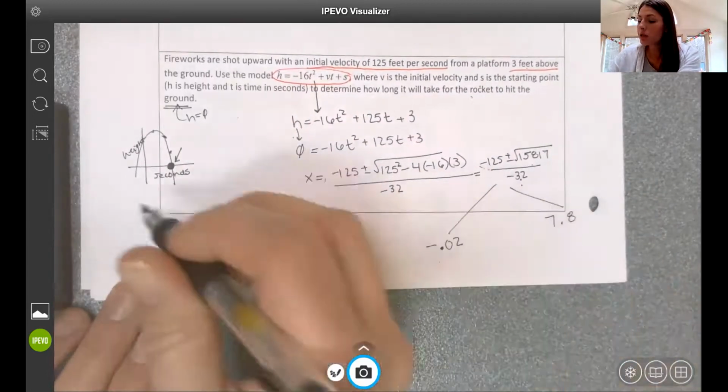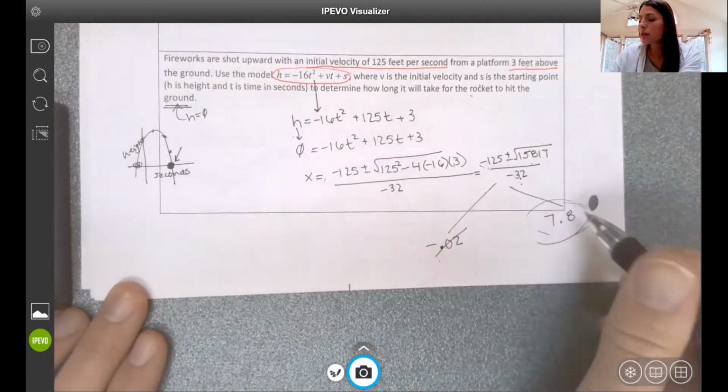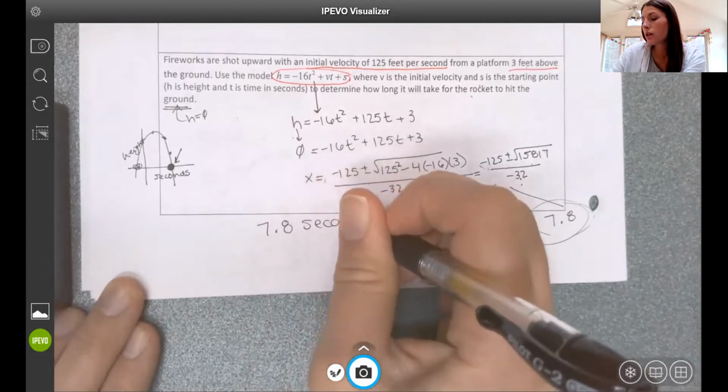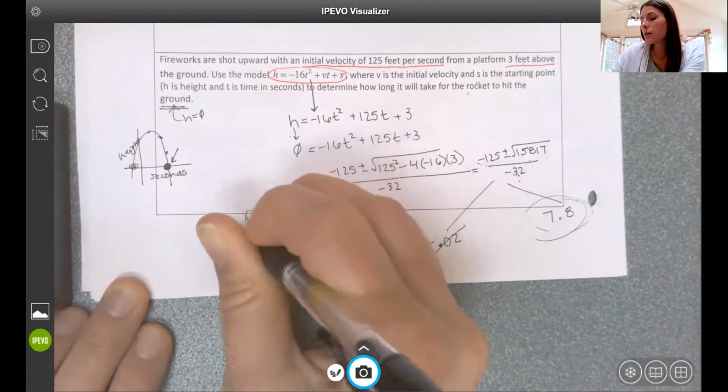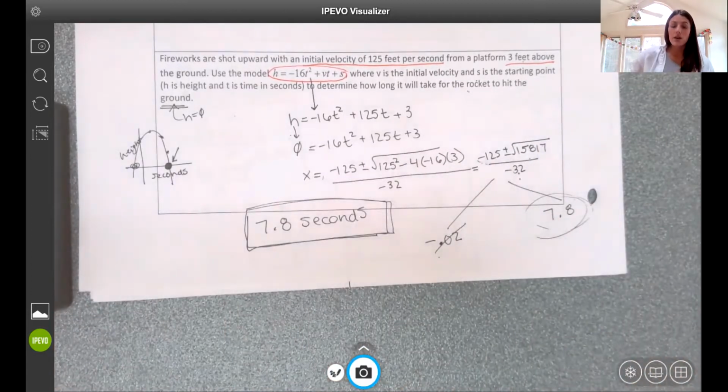Okay. Now this answer would be the one that's over here. That's the one we don't want. We want this answer, and we'd use units, our seconds. It would be 7.8 seconds before that firework hit the ground. So we shoot it off, it's going to go back down and hit the ground at 7.8 seconds.